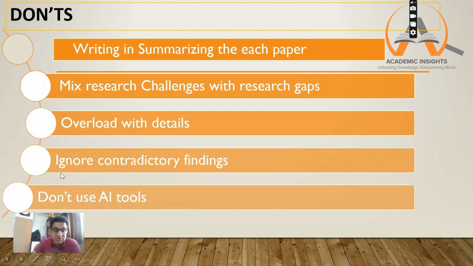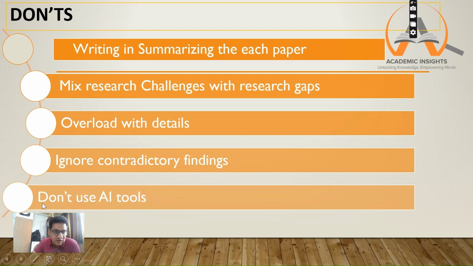And students ignore the contradictory findings. This is also a very important thing which we need to take care of. We need to write the contradictory findings. Otherwise, researchers think that one paper is saying this particular aspect while the other paper is saying the opposite. We need to mention those contradictory findings which exist in the existing studies.